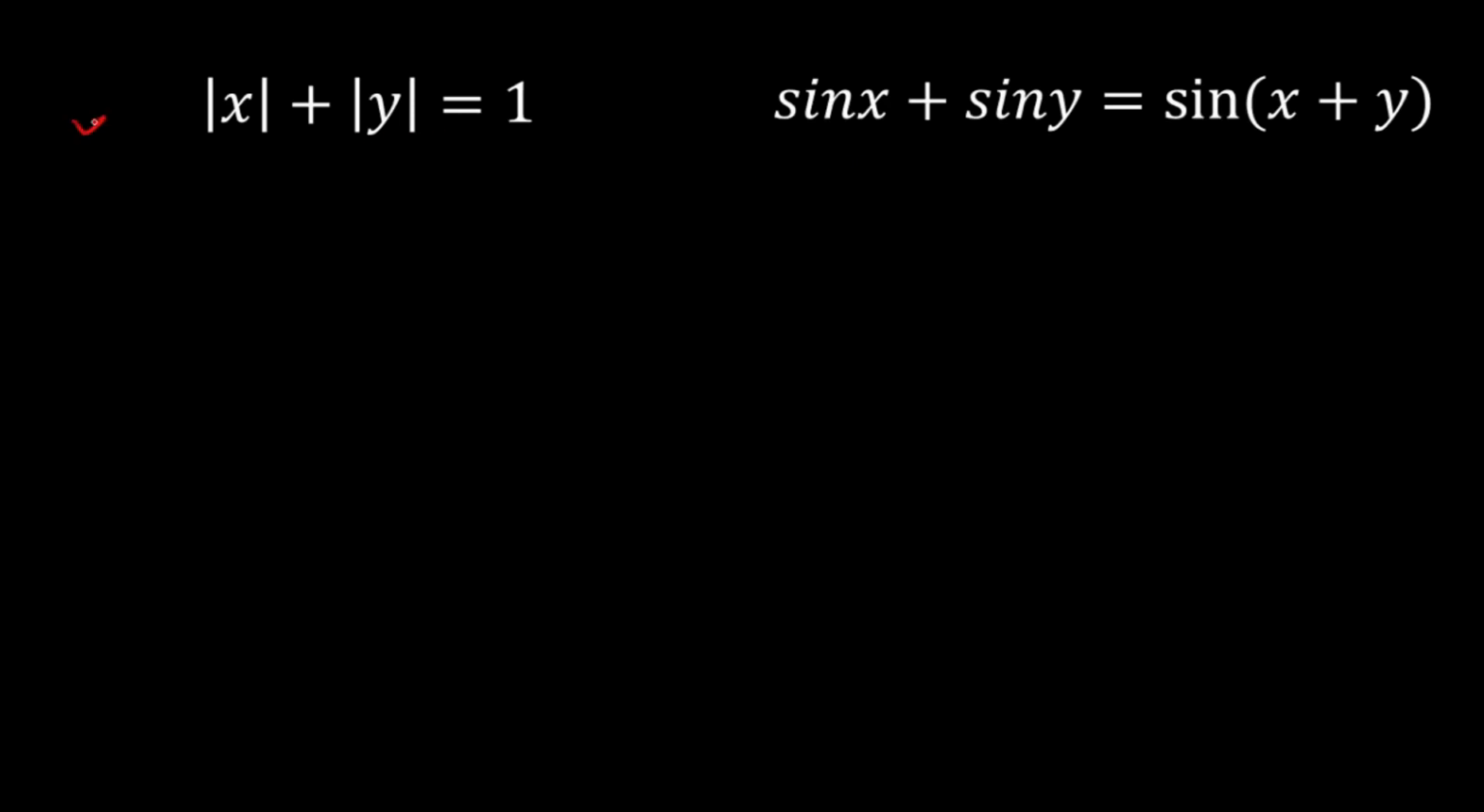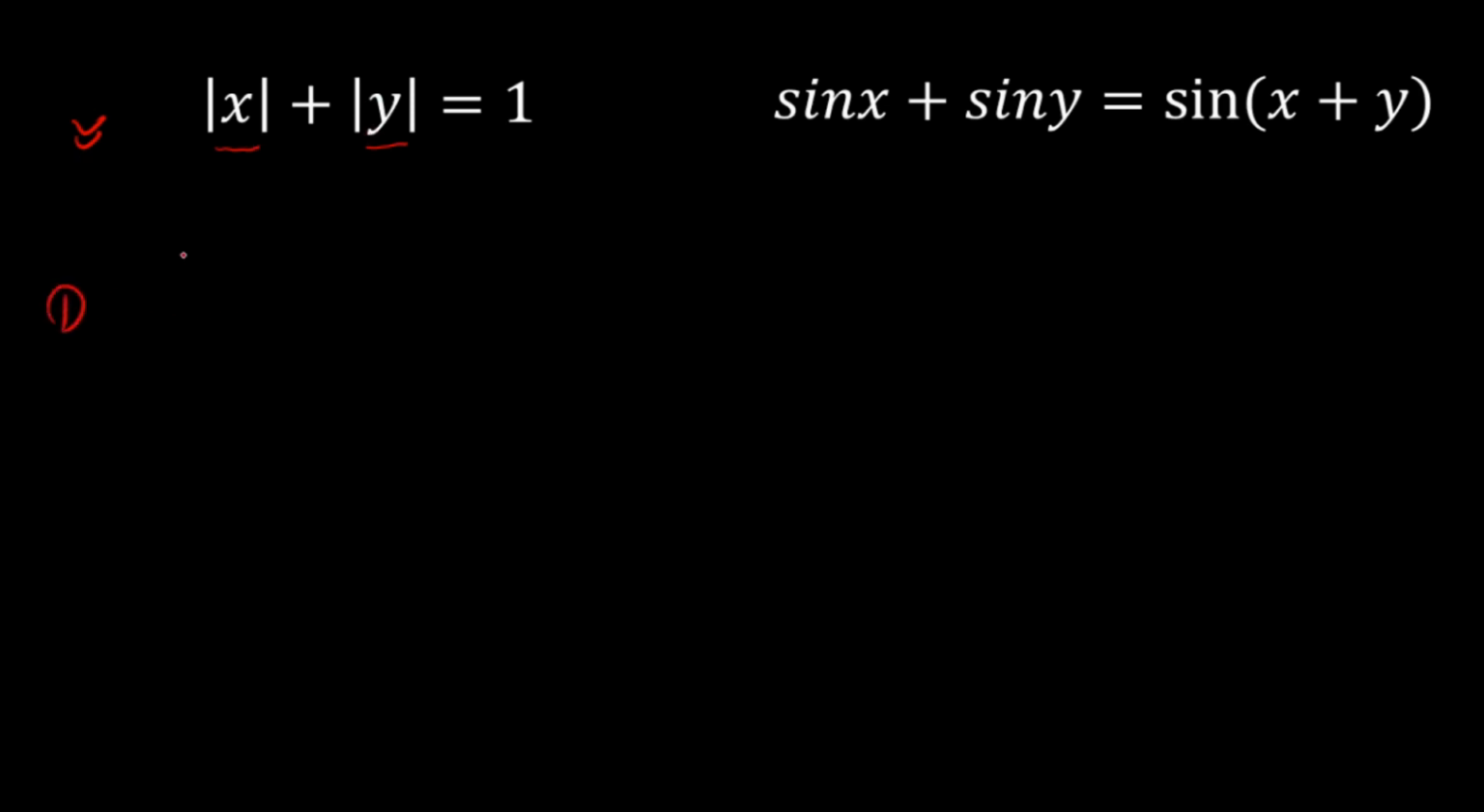So let's start with equation 1, that is mod x plus mod y is equal to 1. Now if I want to solve this, I have to define mod x. Similarly, I have to define mod y. If I have to define mod x, then that means x can be positive and x can be negative. Similarly, y can be positive and y can be negative. So in total, we'll be having four cases: positive positive, positive negative, negative negative, and negative positive. So we'll see all cases.